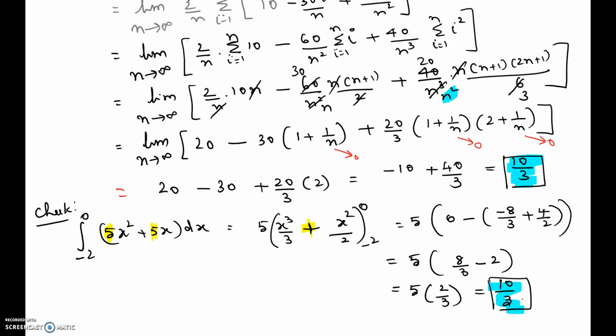So the first part we did by the Riemann sum method. If they tell you to use the Riemann sum method or the theorem, this is the longer way you would do it, but always there is a shorter way to check your answer by directly integrating it.